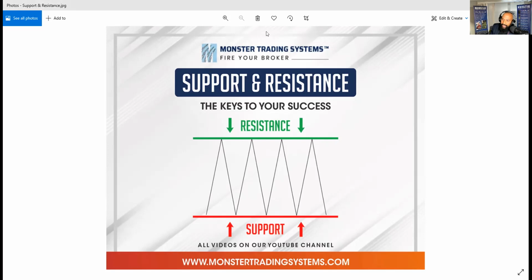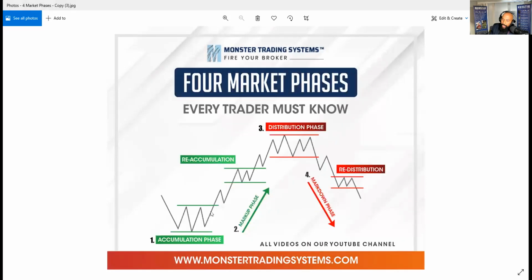Stop me if you guys have any questions. I want you guys to take a picture of that. The next chart I have for you is the 4 market phases. Everything that you trade, any symbols, whether it's Forex, stocks, or cryptos, is going to go through these phases. The 4 market phases that every trader must know. It starts with number 1, accumulation, 2, markup, 3, distribution, that's usually at the top of the cycle, and then 4, the markdown phase.